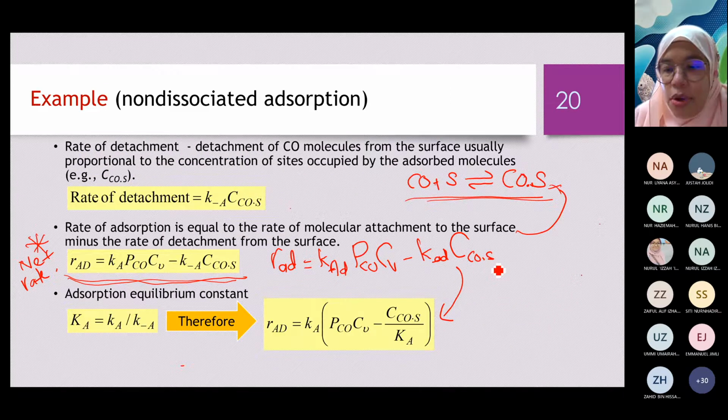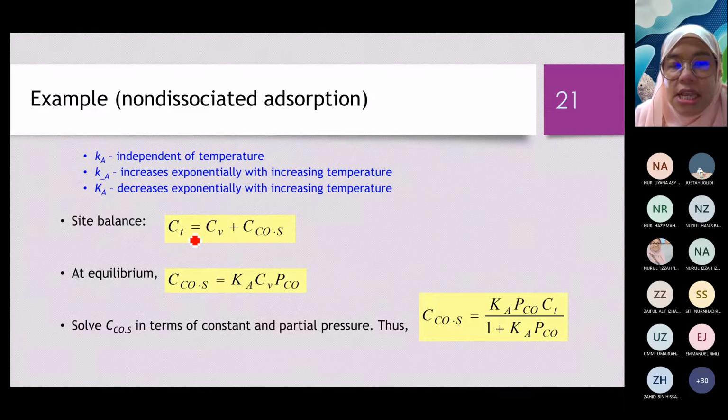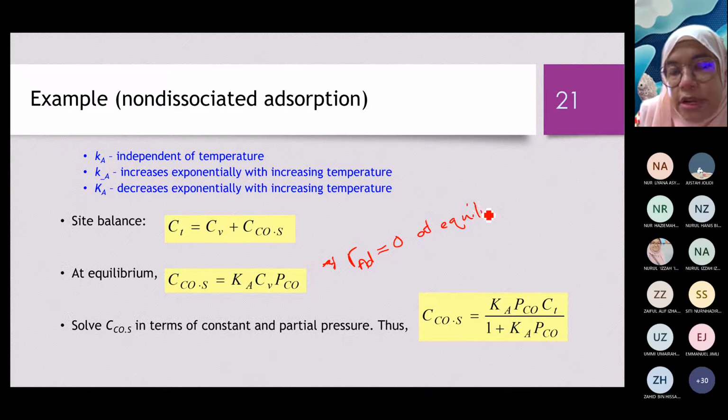Okay, site balance required. Yani CT equal to CV plus CCO·S, because only CO adsorbs on the active site. Then at equilibrium, actually at equilibrium, RAD, the rate of adsorption, equal to zero at equilibrium.